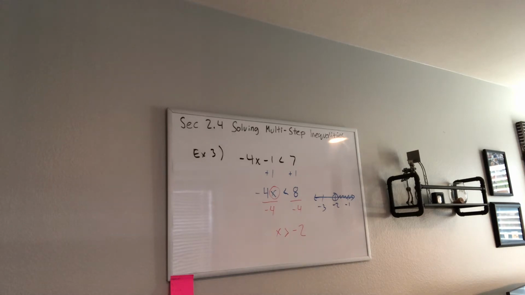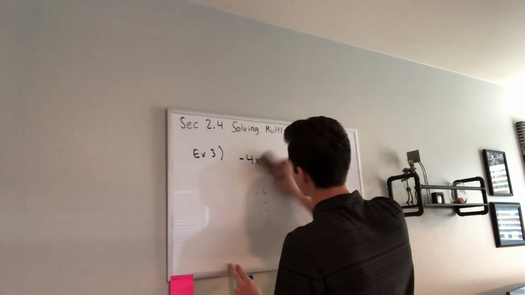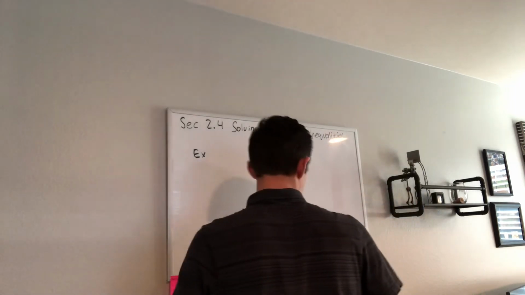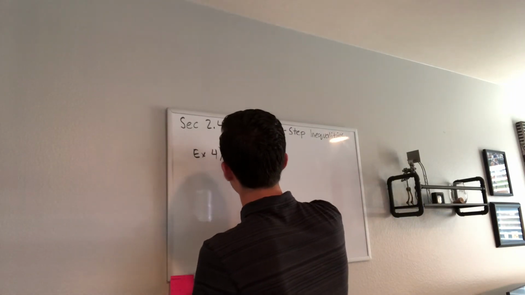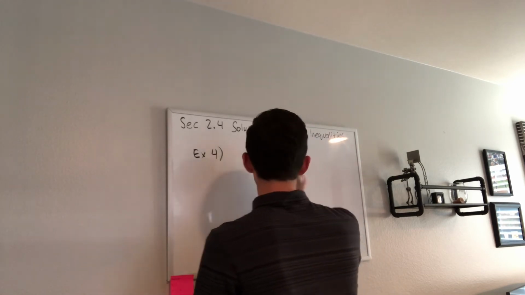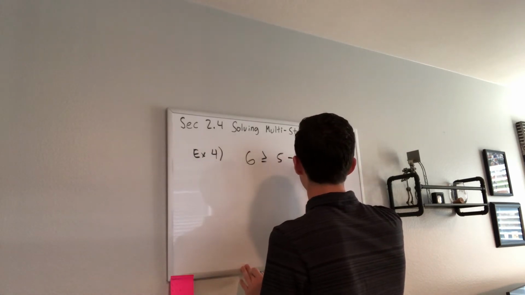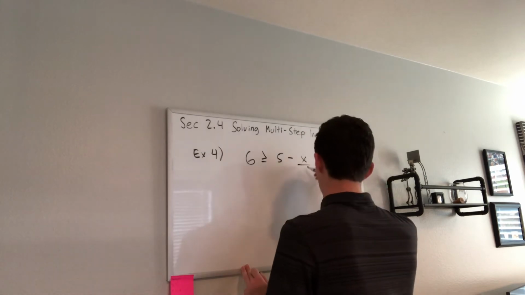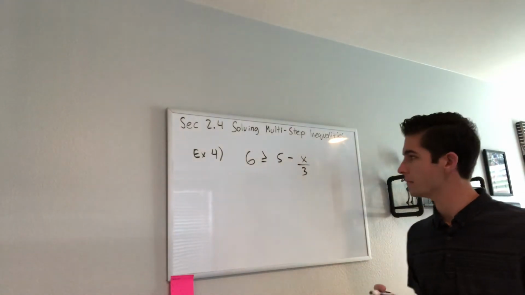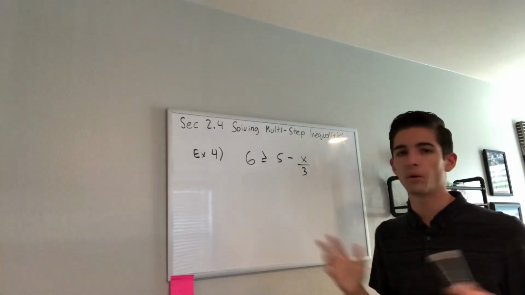Alright, so example number 4, we have 6 is greater than or equal to 5 minus x over 3. Alright, so this one's kind of different because our x is on the right side of the equation, not the left side, right? But we do it the exact same way.